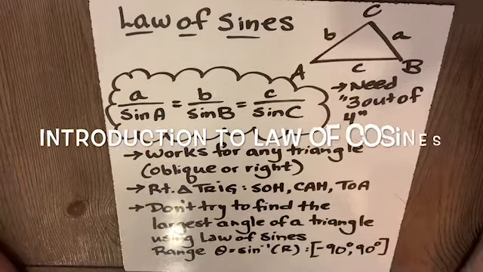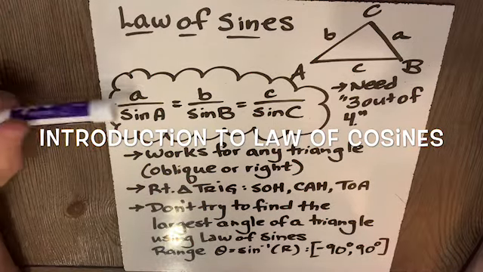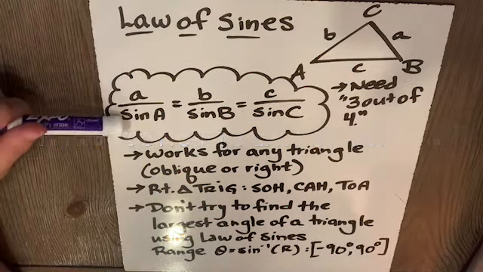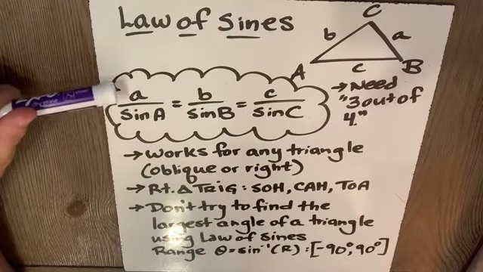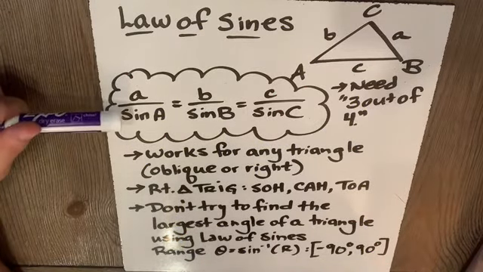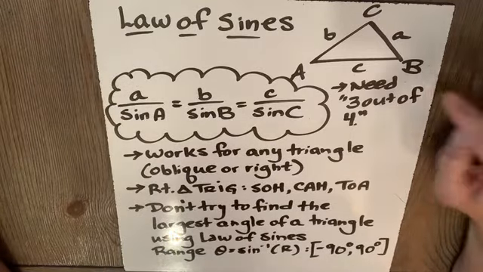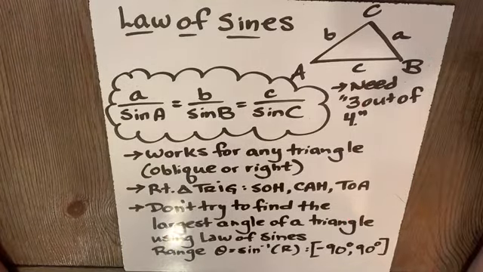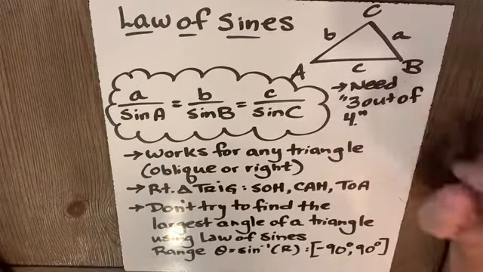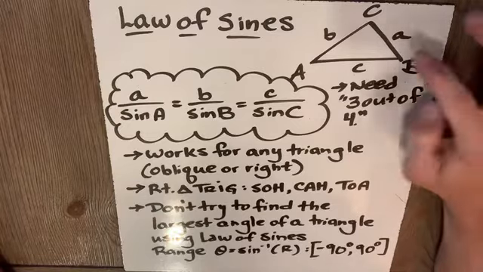So remember, here's the law of sines in all its glory. Side a over sine of angle A equals side b over sine of angle B equals side c over sine of angle C. Angles are designated by capital letters and sides by small letters. And of course, angle A is across from side a, angle B is across from side b, angle C is across from side c.